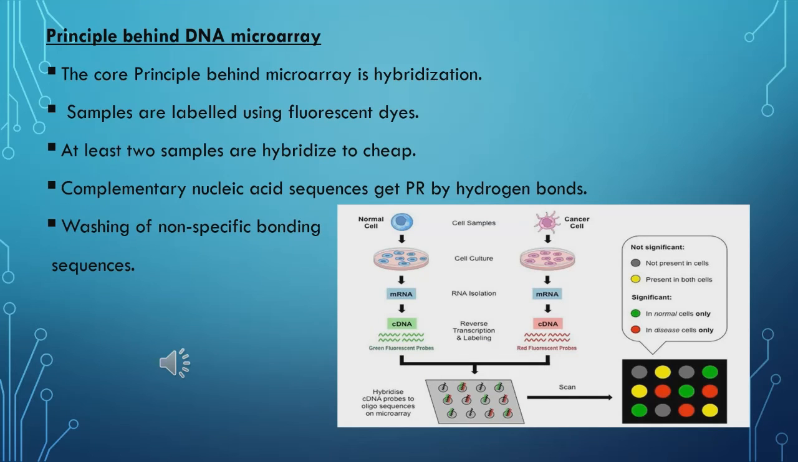So in this slide I am going to explain about the principle behind the DNA microarrays. So the core principle, that is the main principle behind DNA microarray, is hybridization. Samples are labeled using fluorescent dyes. At least 2 samples are hybridized to a chip. Complementary nucleic acid sequences get paired by hydrogen bonds, and then non-specific bonding is washed off. Mainly, these are the main principles behind the DNA microarrays, and many more are there also.